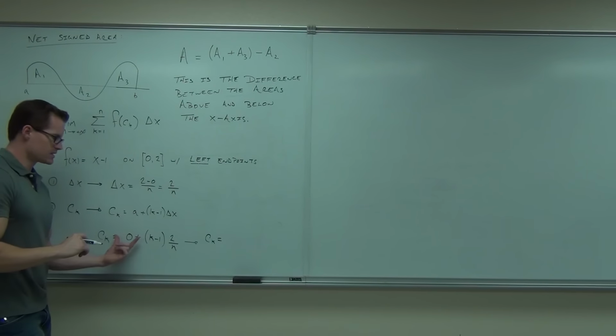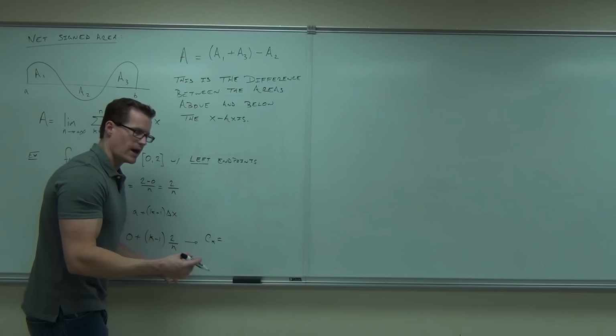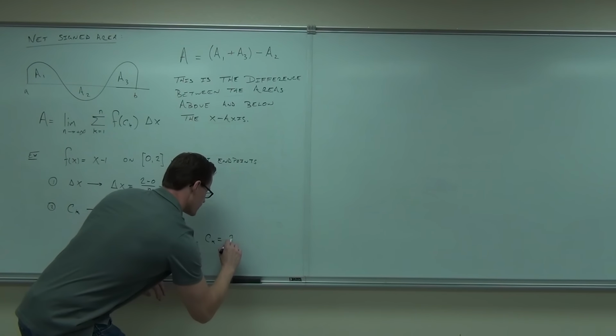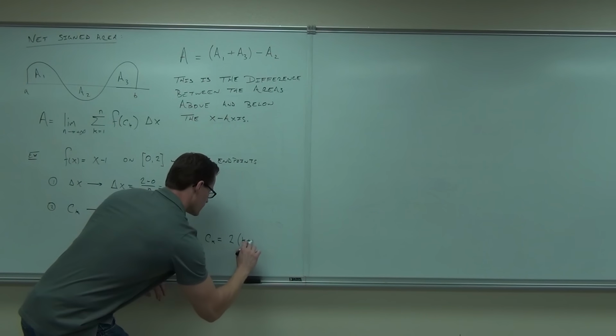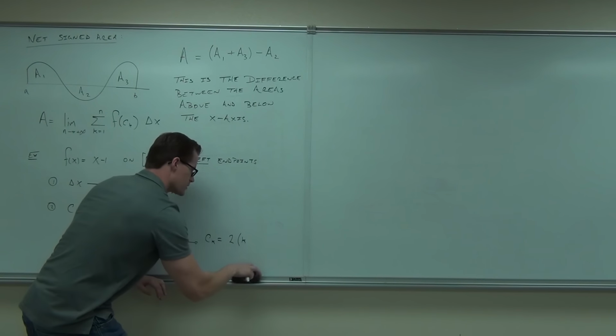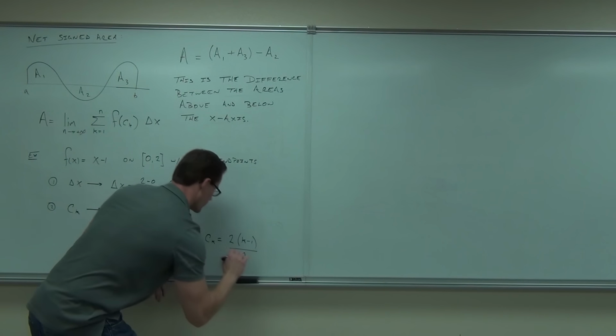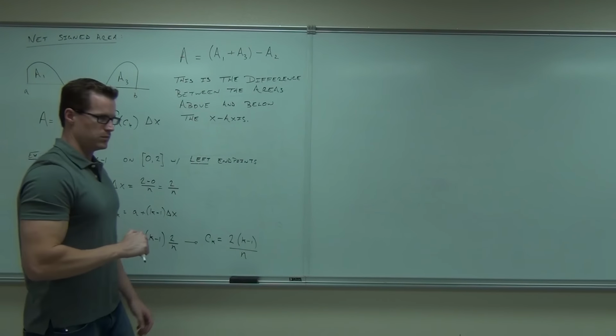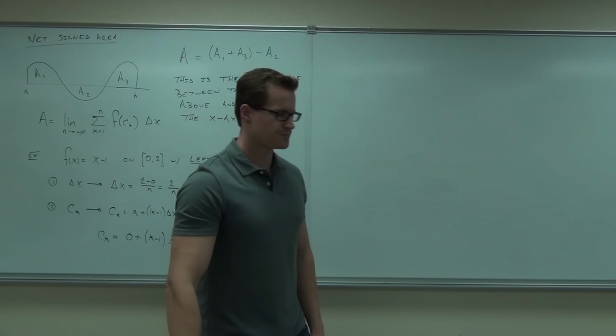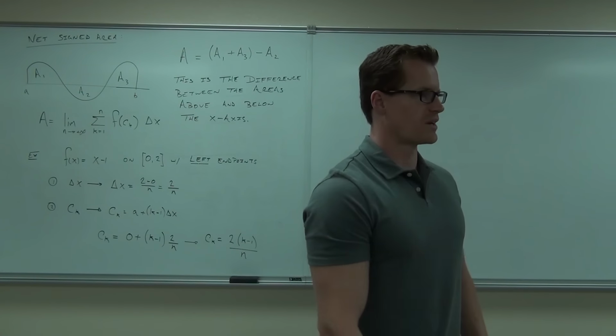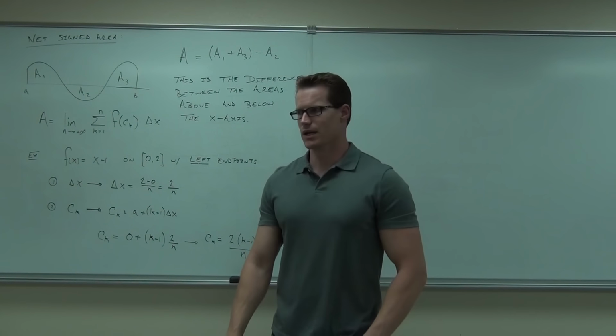So c sub k, 0. 0 does nothing. You have 2k minus 1. Don't distribute, over n. Don't distribute, and I'll tell you why later. You're just going to have to re-factor out anyway if you do distribute.